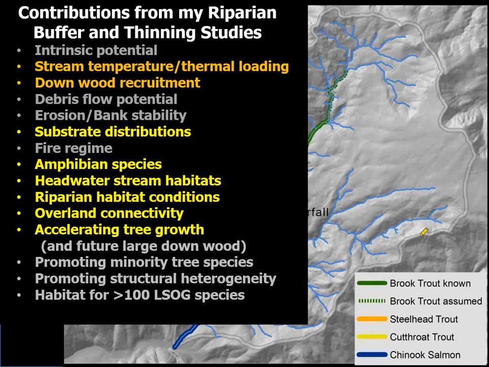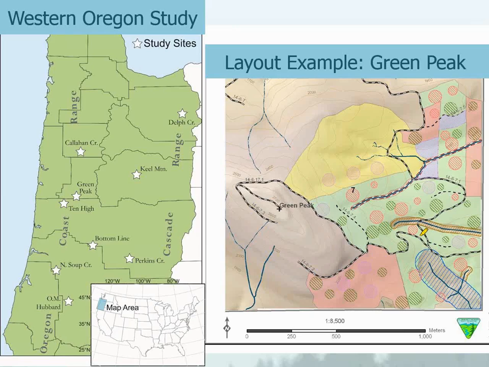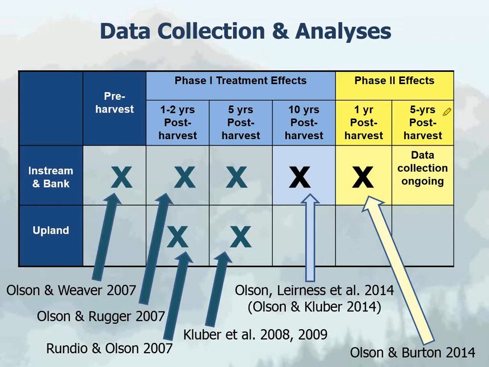And we've looked at a lot of the different elements that I talked about previously in this diagram here. The only thing that we haven't looked at specifically is bank stability and fire. Lots of sites in Western Oregon. Here's a design where you see a 1-tree height buffer and a headwater, a variable width buffer, a streamside retention buffer, and then a unit of the reference condition that's not thinned. So these are young managed stands, with lots of different products over time.